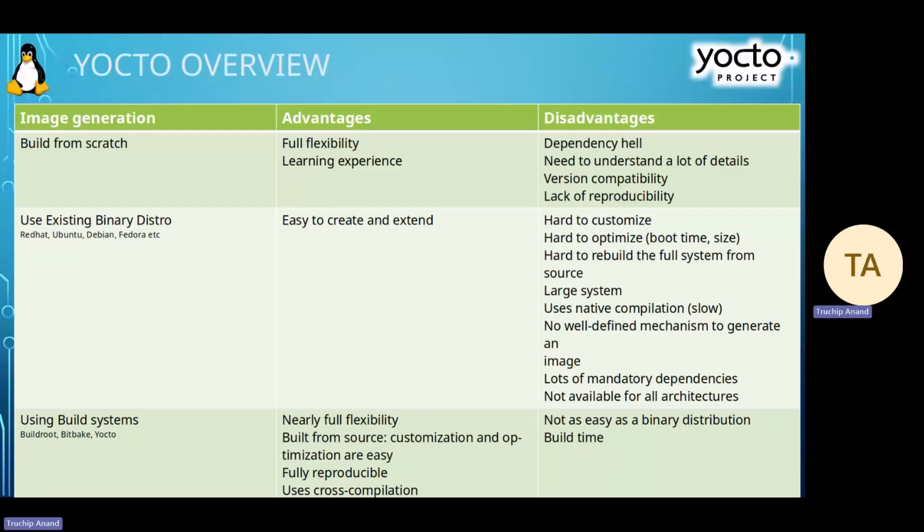And if you want to optimize it and customize it for your purpose, it's not so easy to do that. And it's not available for certain architectures. For most of the embedded architectures, such kinds of distros are not available for all of your systems. So the only option that is available is you have to build on your own.